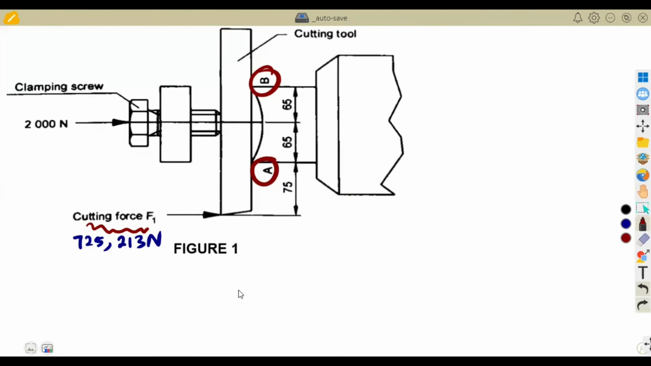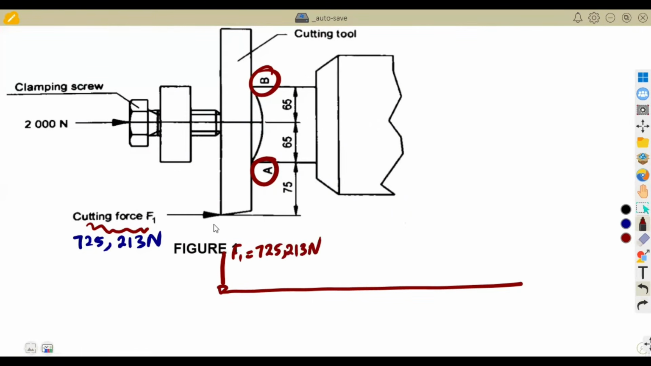You see that you've got something like this, just a length like this. This is our length, having a force at the end, which is our cutting force F1, 725,213 Newton. From this force at the end, there's nothing here, there's a distance in between up to the point A. So we have got a point that is at A.